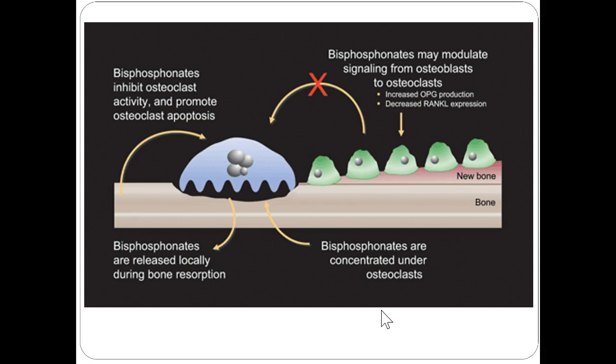So bisphosphonates inhibit osteoclast activity, promote osteoclast apoptosis. They're released locally during bone resorption, which is kind of interesting. So they inhibit the osteoclastic activity, and then they're re-released, and they almost get recycled into the bone. Bisphosphonates have very interesting pharmacokinetics, and I'll talk about those more in a second here. But basically, they sort of reuse themselves over and over again and don't really get eliminated from the body, which is another reason why you might see recommendations to only use them for a certain number of years and then stop, because they're probably still going to be active in the body several years after you stop therapy.